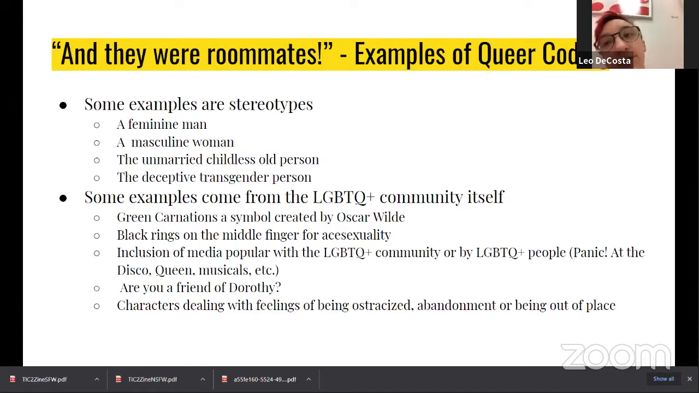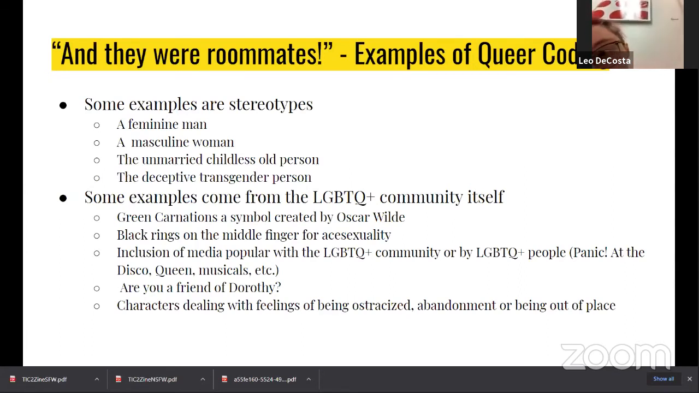And then some examples come from the LGBTQ plus community itself. Green carnations were a symbol created by Oscar Wilde for gay people to say, hey, I'm gay. The black ring on the middle finger is commonly associated with asexuality. Inclusion of popular media within the LGBTQ plus community: Panic! at the Disco, which is seen in both Love, Simon and Alex Strangelove as Brendon Urie being their Maybe I'm Gay awakening, Queen, musicals, and other forms of media that are popular within the community.